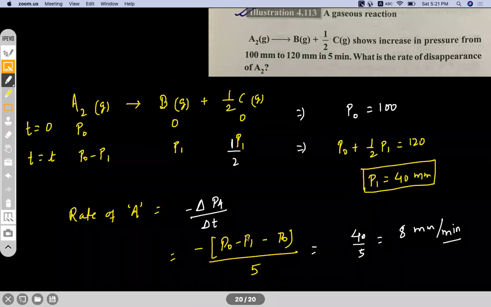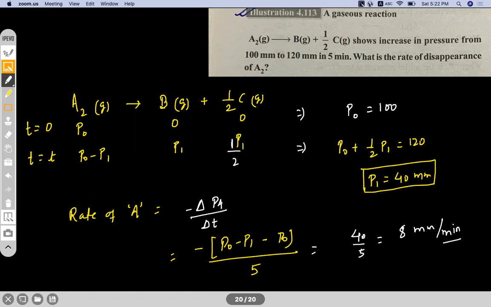Sir, if they ask like this, rate at t is equals to 5 minutes, then that would be P naught minus P1 divided by 5. Yes, sir. Clear? Any doubt in this?